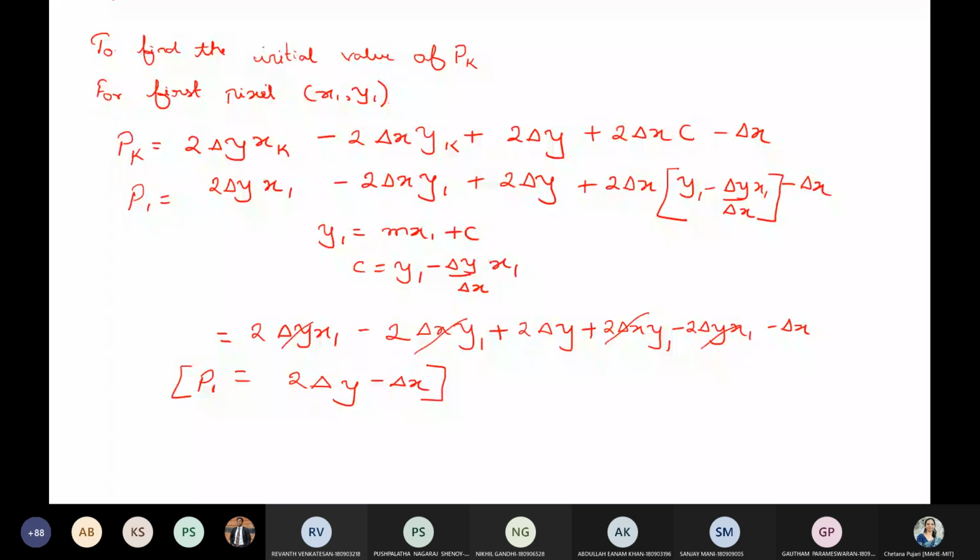Okay, any doubt here? What we did, we just wrote the expression of your pk and then we replaced k with 1 because we are dealing with the first pixel. And the constant c you are representing in terms of x and y. So we are making use of our line equation, that is y equal to mx plus c. You represented c in terms of x and y and replaced it over here. Then do the simplification. You got the final equation, that is P1 is equal to 2 delta y minus delta x.